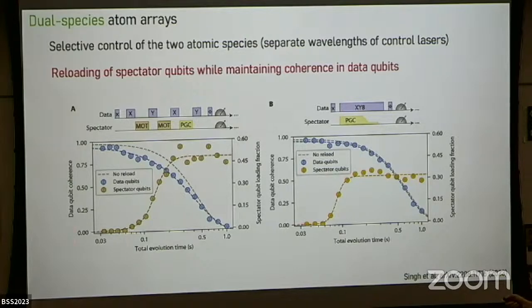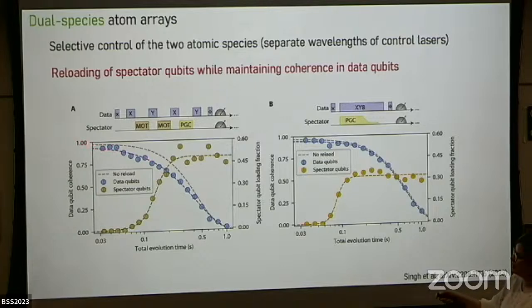So basically you have your data qubit in some superposition state that you initialize them in. And in the meantime, on the spectator qubits, you reload the MOT. Remember this magneto-optical cloud. So you create this cold cloud of atoms next to them. And they see that, okay, here, yeah.